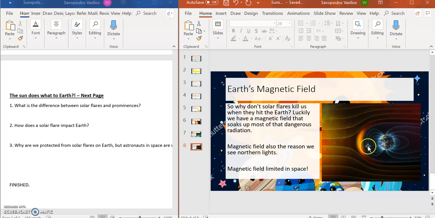But it's limited. So sometimes if an astronaut is out in space, they're not in the full protection of the magnetic field, and they can be hit with dangerous solar flares and solar rays.